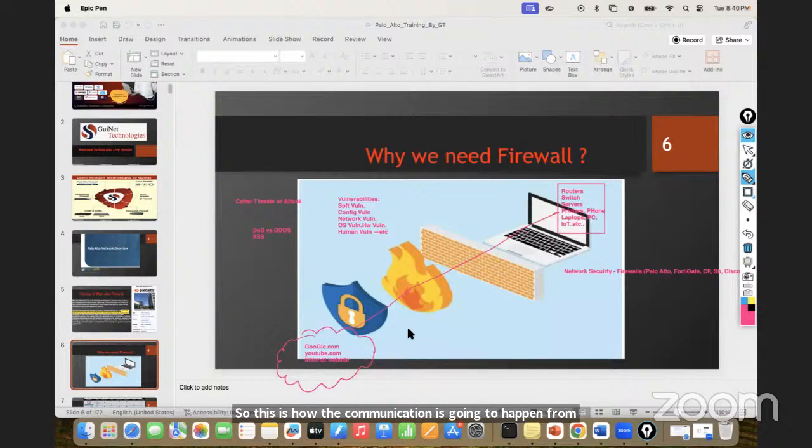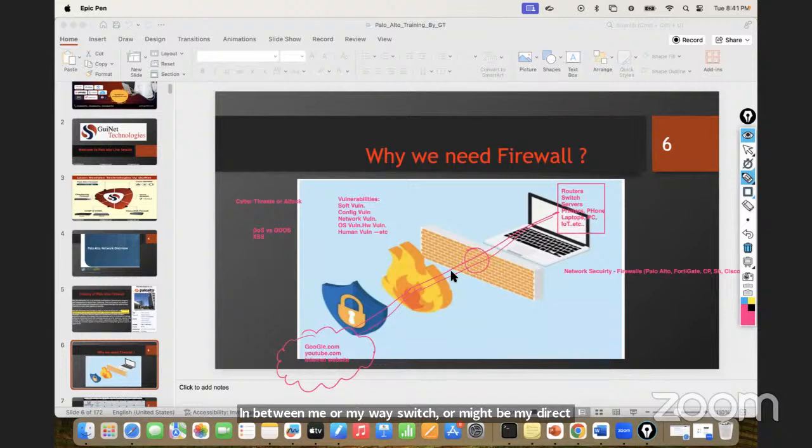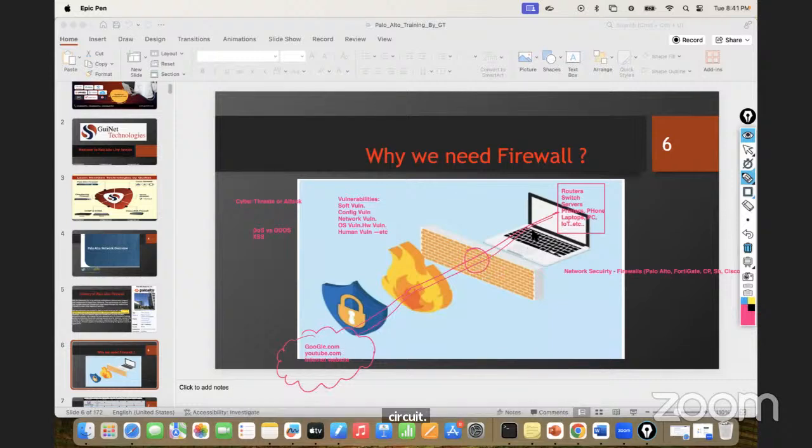So what is going to happen if this is my internet pipeline, which is directly coming from the internet to my LAN network, where there could be a router in between, or might be an L3 switch, or might be my direct firewall links also. But just think about it, we have a plain internet circuit which is coming from the outside to inside my network. So there is one chance these people can access the internet.